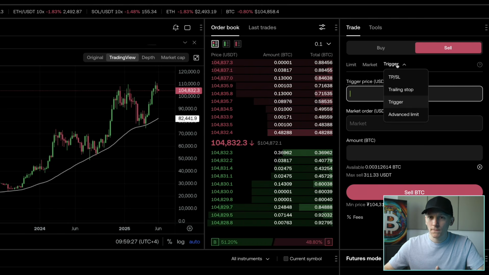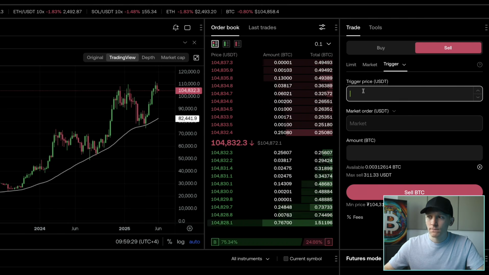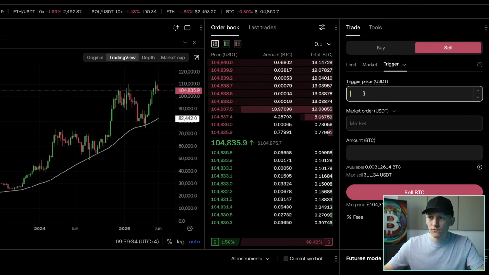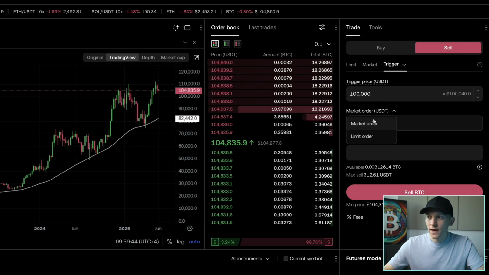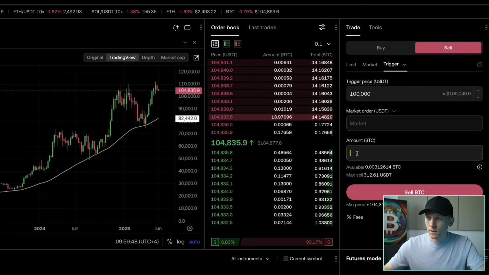So I can't use either of those orders. That's why I use the trigger. What I'm going to tell OKX is I'm a seller, but don't do anything until the price reaches 100,000. That's my trigger price. Now what I'm going to do is tell you at 100,000, what should you do? You can enter a market order at 100,000 to sell, which means I don't choose the price that I sell, and I'm going to choose whatever amount of BTC that I want to sell.